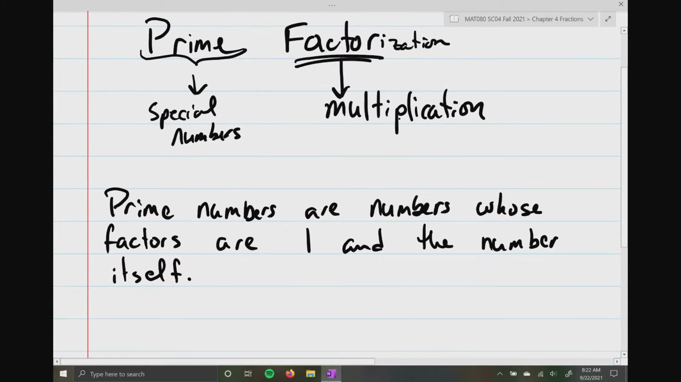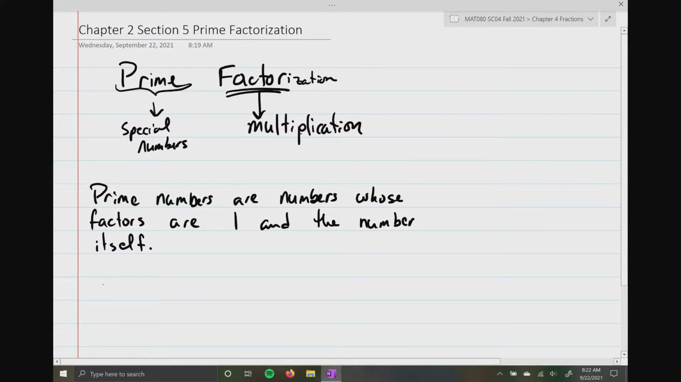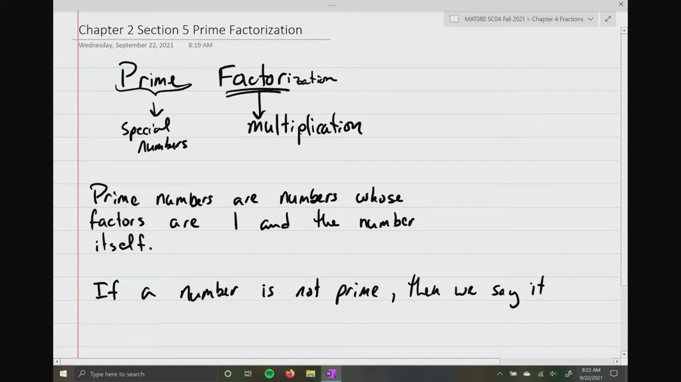All right, let me zoom out here a little bit because I'm going to write one more sentence. If a number is not prime, then we say it is composite. Okay? All right, now, from here until you no longer have to explain math or talk about math with anybody. So basically until you're dead. When you see the word factors, you need to be thinking multiplication.